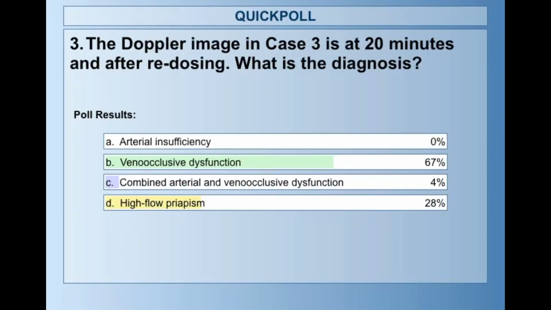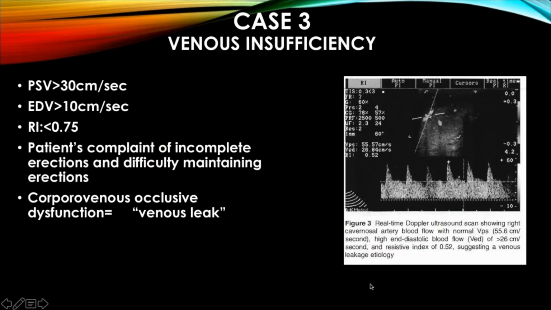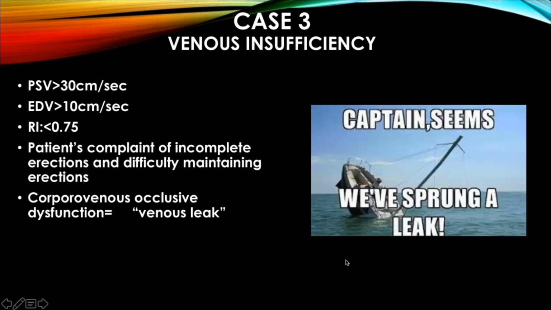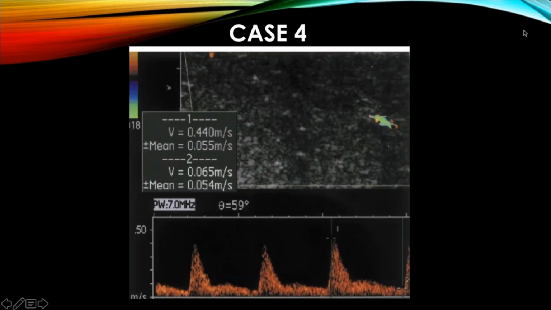So 67% thought this was veno-occlusive dysfunction, and you are right. So this patient has a peak systolic velocity greater than 30 centimeters per second, so he has normal arterial inflow. The end diastolic velocity is greater than 10 centimeters per second. The resistive index is less than 0.75, so he has venous insufficiency. Now, most of these patients, when they have a complaint, they talk about incomplete erections and difficulty maintaining the erection. So most people call this corpora venous occlusive dysfunction or venous leak type erectile dysfunction. So it seems as though we sprung a leak there, folks.